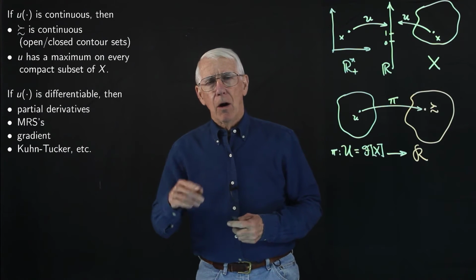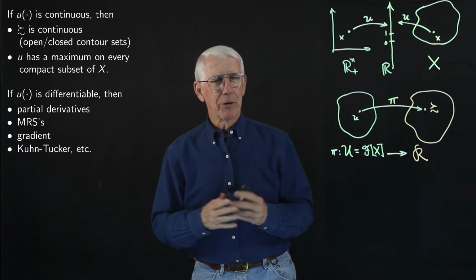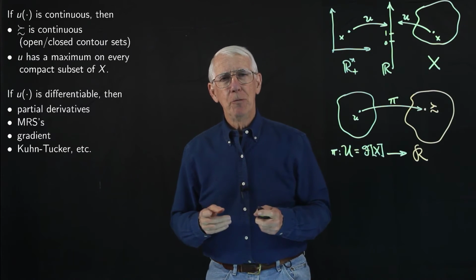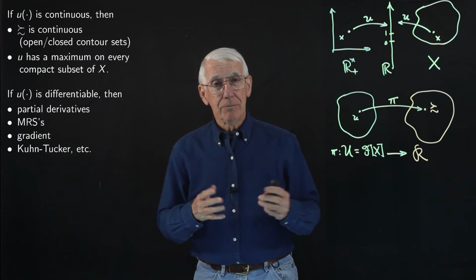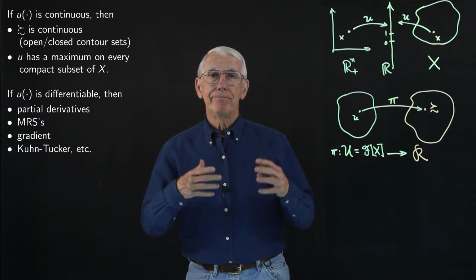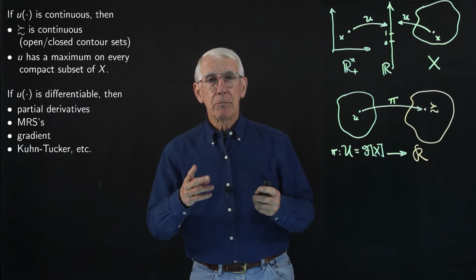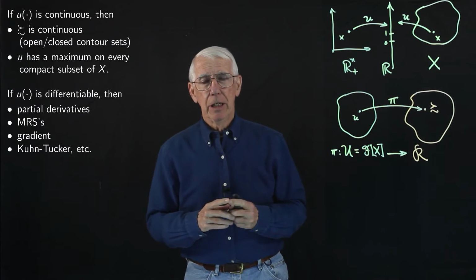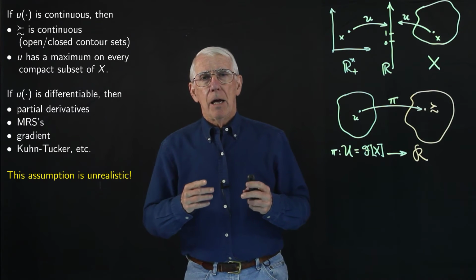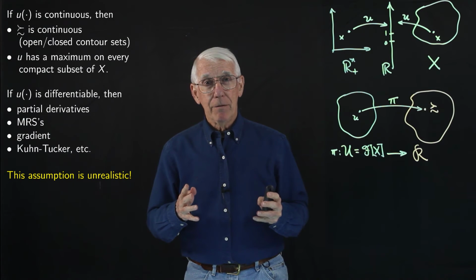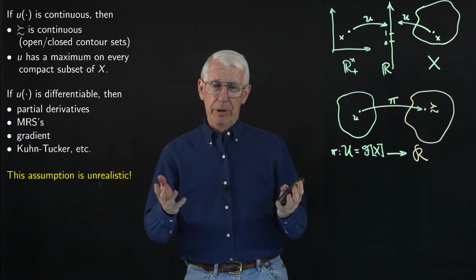Now, all of these things are good. So, I mean, it looks like we're golden. We're in great shape if we assume that the decision maker uses a utility function to evaluate the alternatives that might be available to him. But there is one big problem here, and that is that people don't actually have utility functions. It's a completely unrealistic assumption.